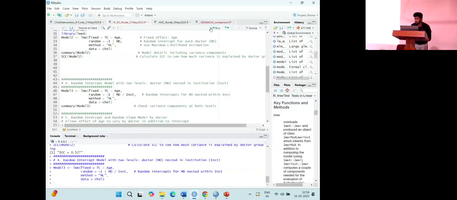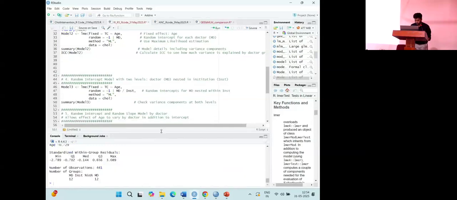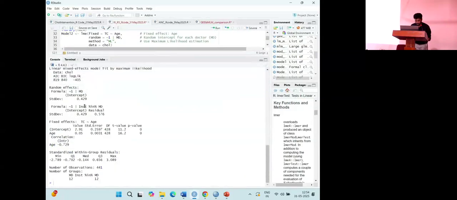Now, what is that ML, sir, you are saying? ML is maximum likelihood. It is a method used for estimation. So in the results you can see the formula, the random effect, intercept for doctor level, and also intercept for institution level, and their results are there.